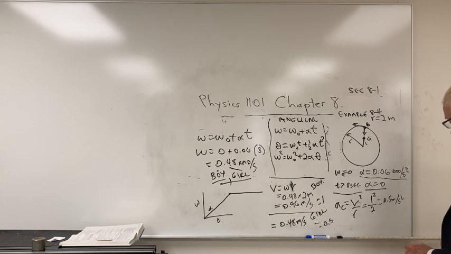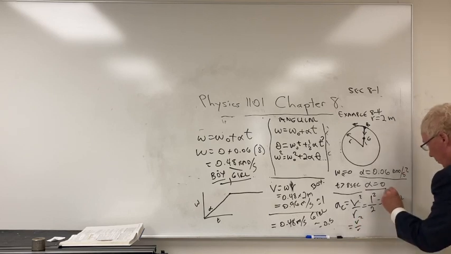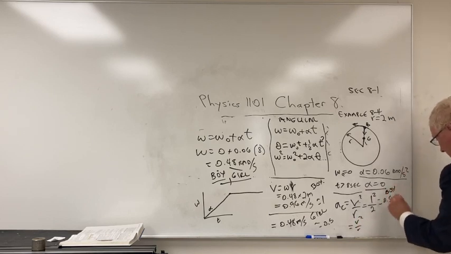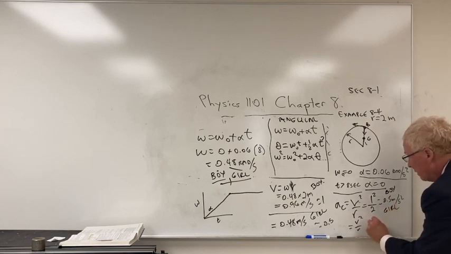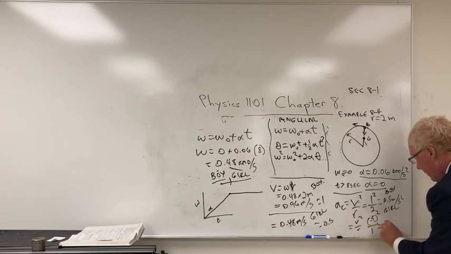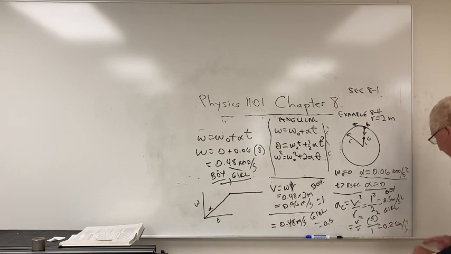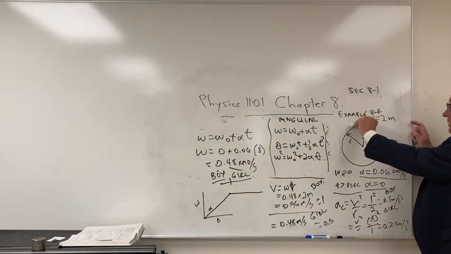And for the girl, centripetal would be v squared over r. That was for the boy. This is for the girl, and it would be 0.5 squared over 1, which would be 0.25 meters per second squared. So her centripetal acceleration is actually just half of his. So it's linear, it goes down linearly this way.